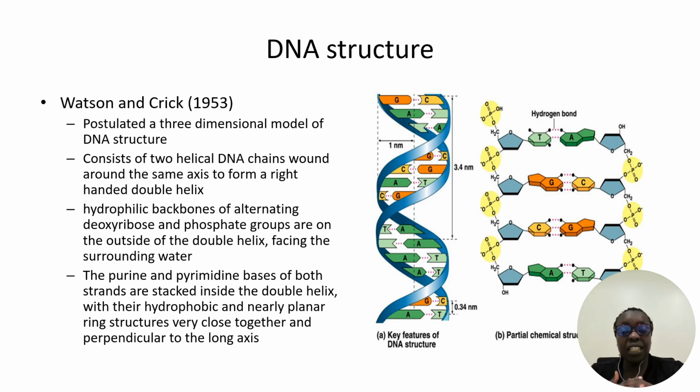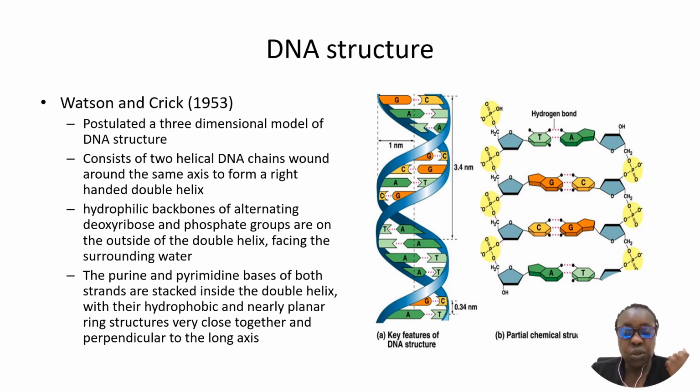The first thing they said is that the DNA consists of 2 helical chains that are wound around the same axis to form a right-handed helix, as you can see in this diagram here. We have 2 helical chains. The other thing they mention is that the outside of the helical chain consisted of the deoxyribose and the phosphate group, as you can see in the diagram, while the bases, either the purine or the pyrimidine bases, were on the inside, as you can see here.